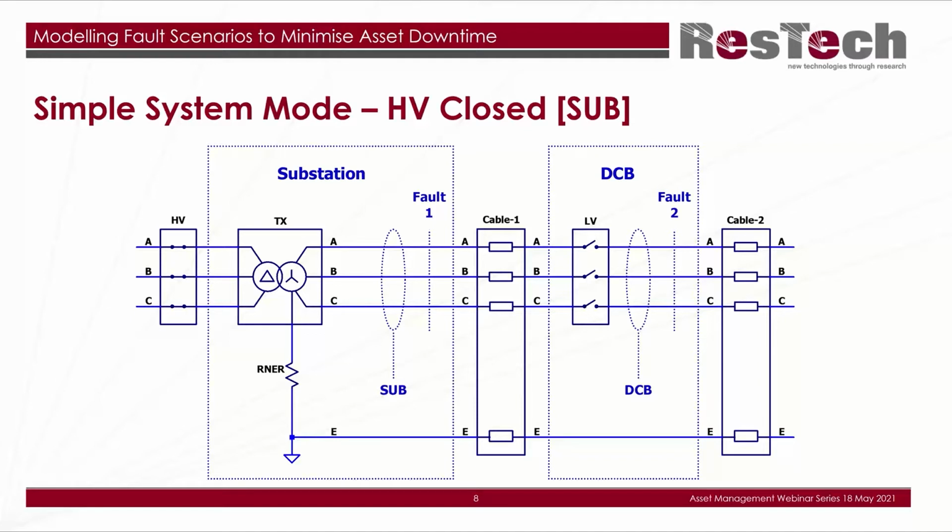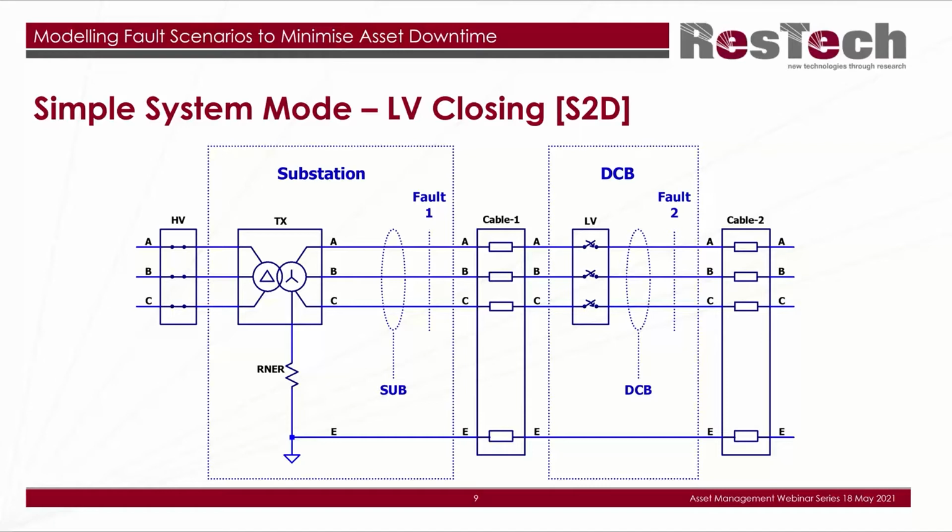Okay, I've also used square brackets because it can sometimes be confusing between a mode and a particular point of measurement, which I've also labeled sub and DCB. So the next mode would be when we're actually switching on the contactor in the DCB, which I've labeled here S2D. So we see now on the right-hand side the circuit breaker labeled LV is now closing.